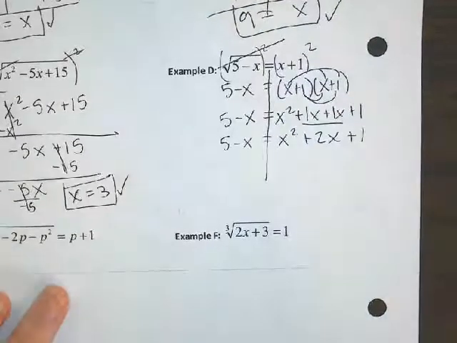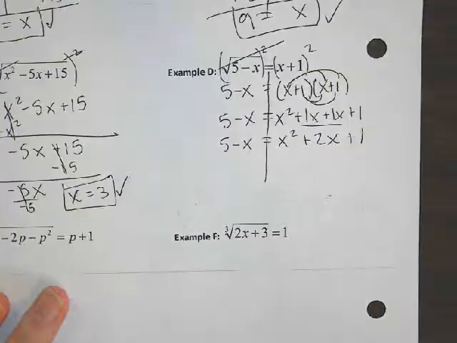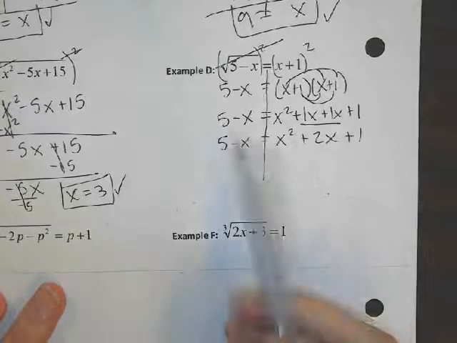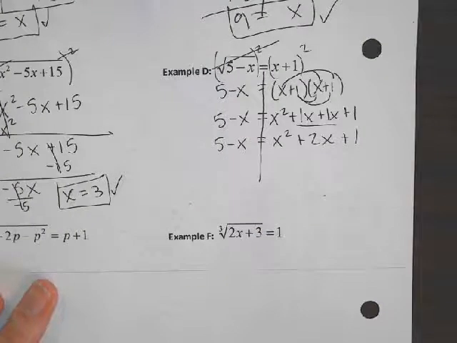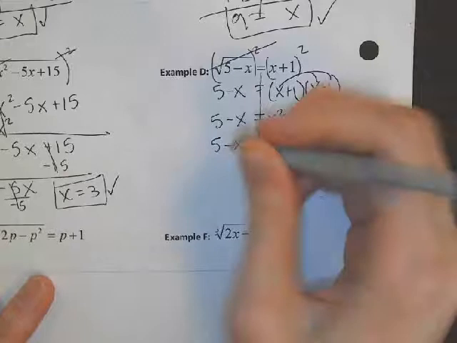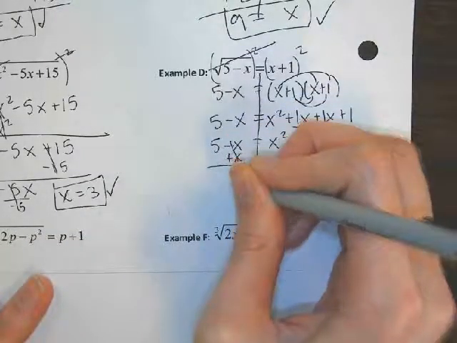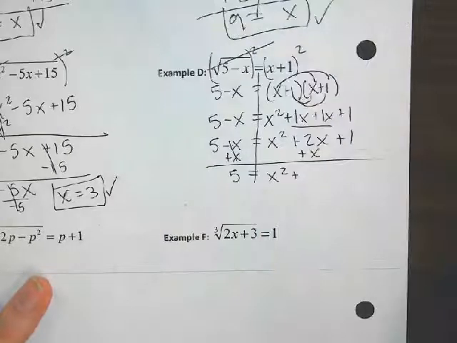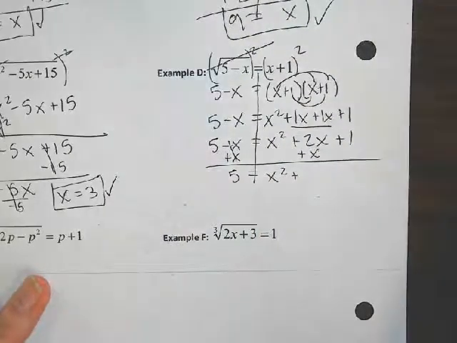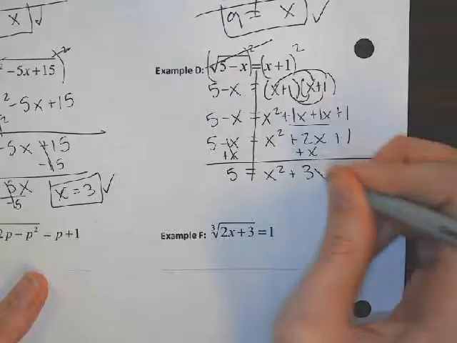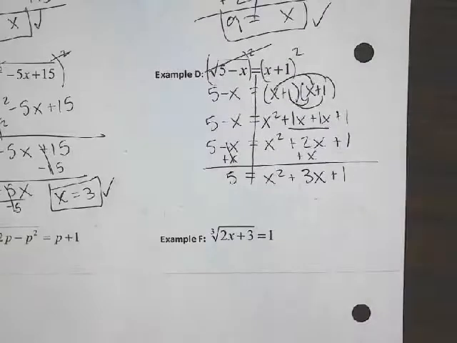Do we have any other like terms? No, not on each side. Can I move anything on the left side with the right side? We have the x's still to combine. So if I add x and I add x, we get 5 equals x squared plus 3x plus 1. Now look at what we have. We have all of our variables combined. Did the x squareds go away? No.